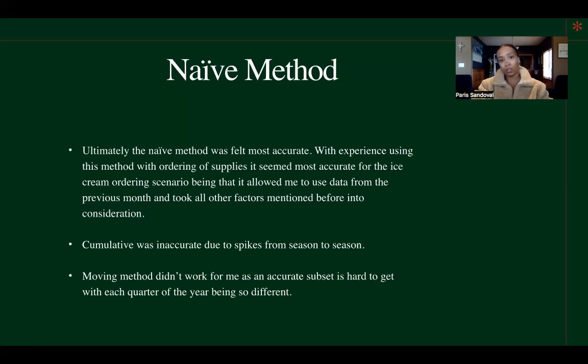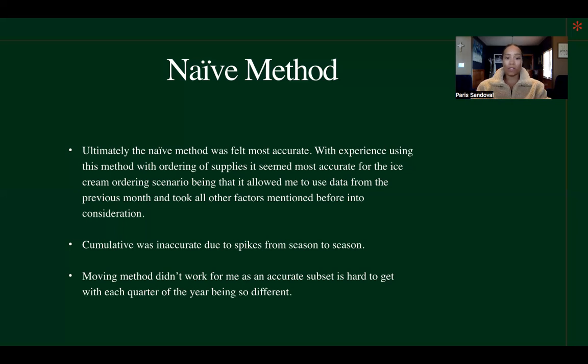The method that I ultimately used was the naive method. The naive method was, I felt, most accurate with the experience that I've had in ordering in a dental office. It seemed to be most accurate for the ice cream ordering scenario, being that it allowed me to use data from the previous month and took all the factors that I just mentioned previously into consideration. I found the cumulative was inaccurate due to those spikes that I had from season to season, especially when you're going from those really cold temperatures in February and then you get to those warmer temperatures in July.